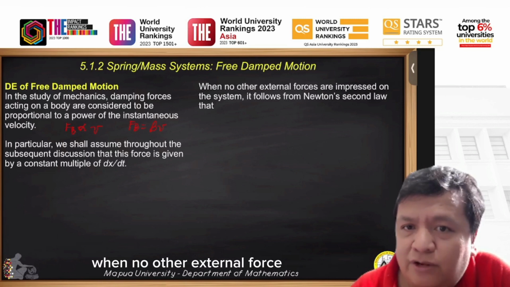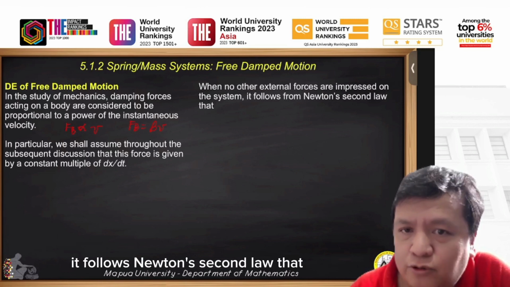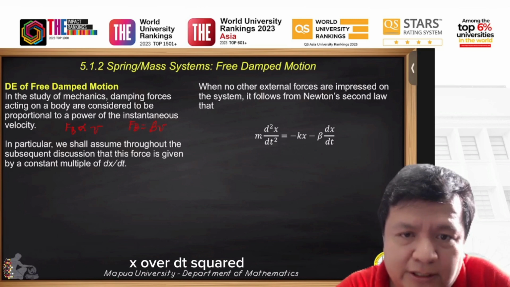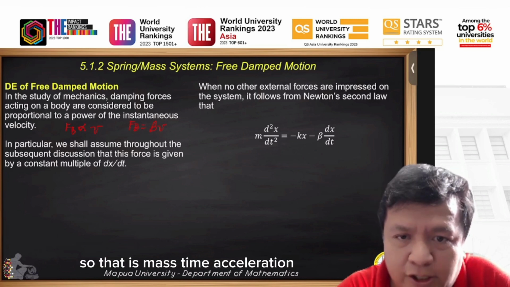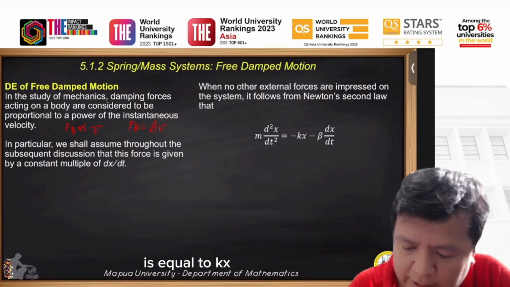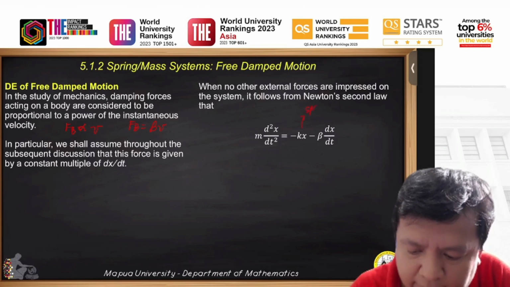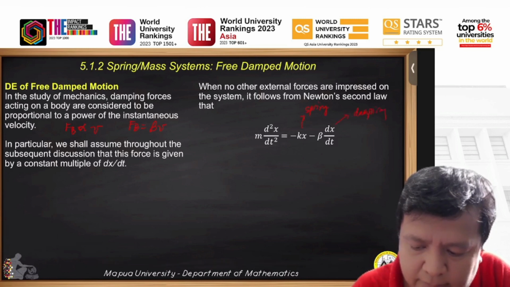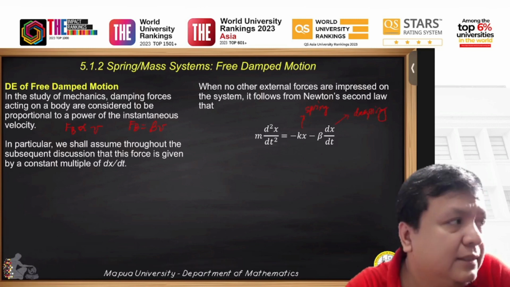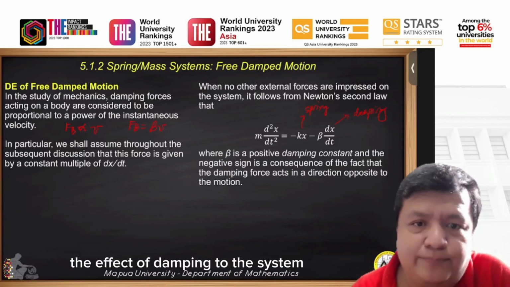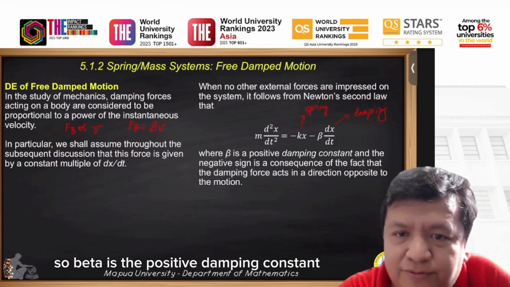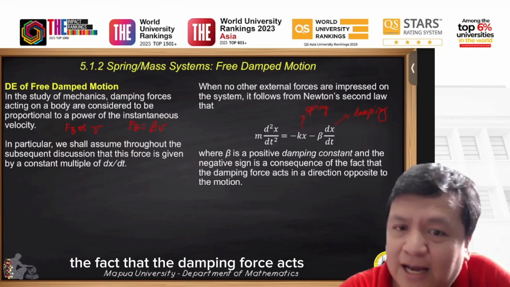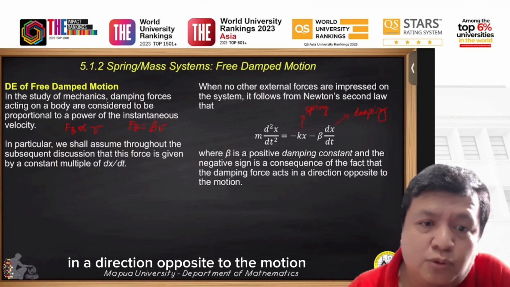When no other external forces are impressed on the system, it follows Newton's second law that m d squared x over dt squared, so that is mass times acceleration, is equal to negative kx. This is for the spring, while this one is for damping. So we're now just going to add the effect of damping to the system. Beta is the positive damping constant, and the negative sign is a consequence of the fact that the damping force acts in a direction opposite to the motion.